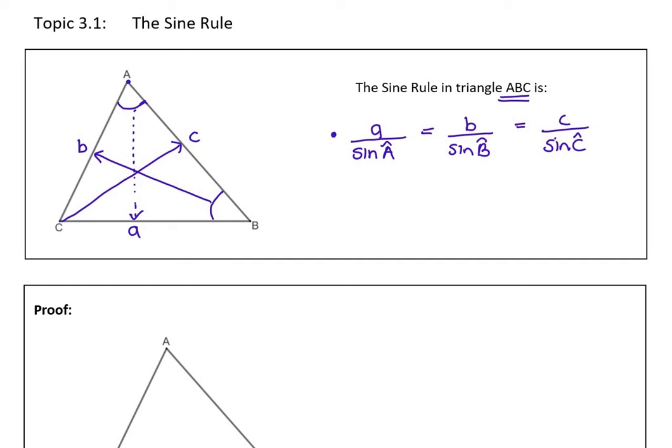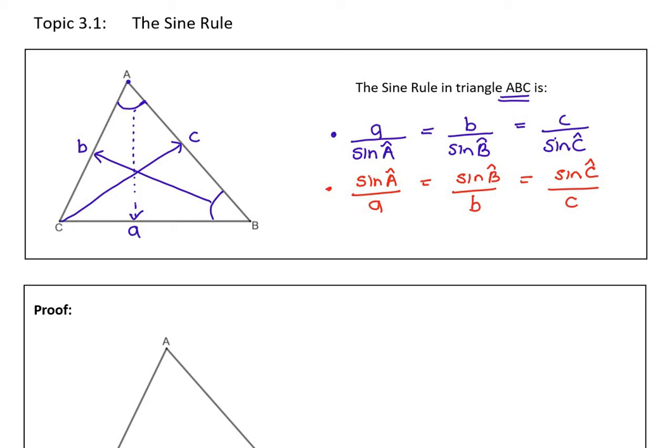It's on your formula sheet, but there is a second version, and the second version of the sine rule is that you could flip everything over. You could also say that sine of angle A over the side A is the same as sine of angle B over the side B is the same as sine of angle C over C. Now why do we need two different versions? Well, they're exactly the same thing. I've just flipped everything around.